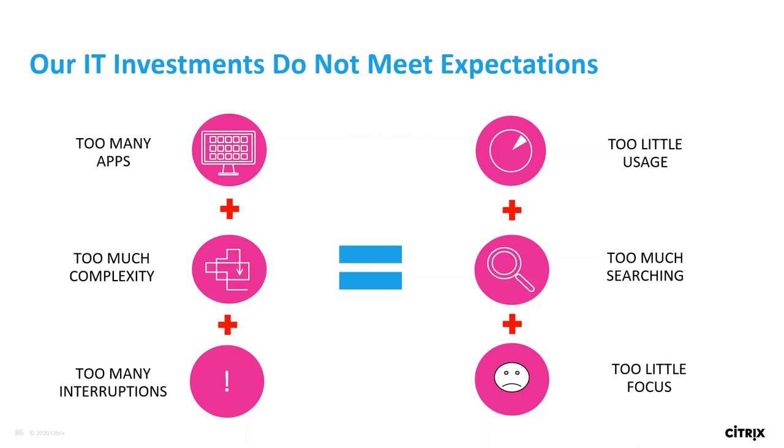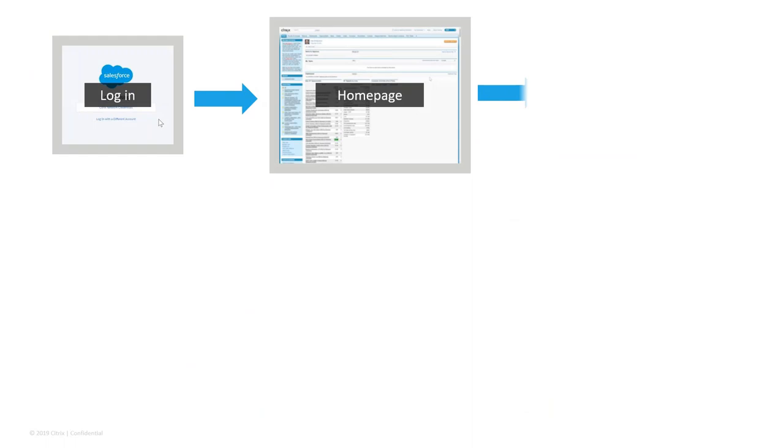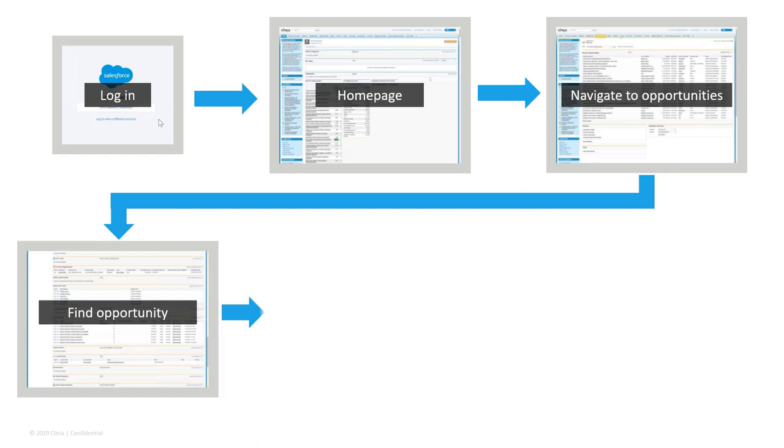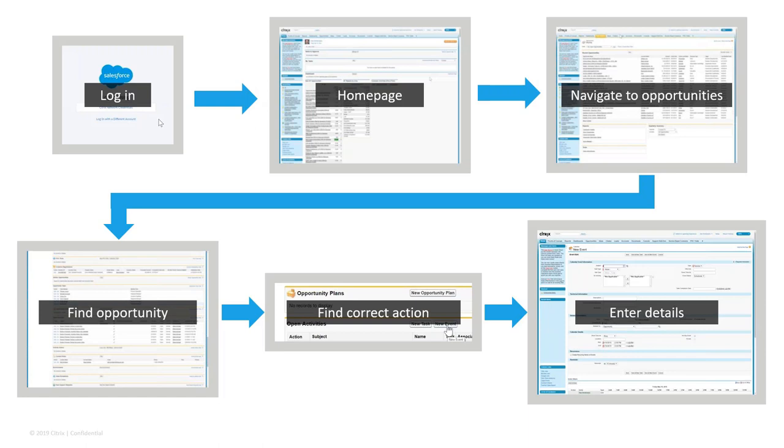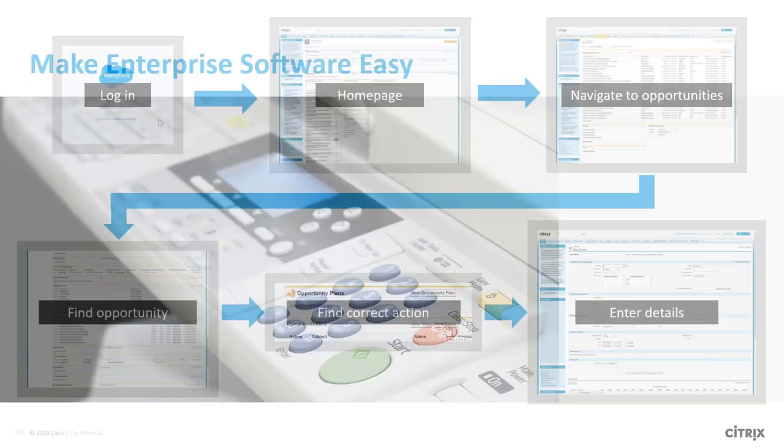So here's an example of a Salesforce workflow and how many clicks it takes to find an opportunity and enter details. In a real life example, just last week, I counted that it took me 14 clicks to submit a PTO on Workday. On top of that, if you have a user that makes mistakes or clicks on the wrong link or doesn't know where to go, that could take even more clicks or take even longer, right? Taking them away from being productive just to execute a very basic task.